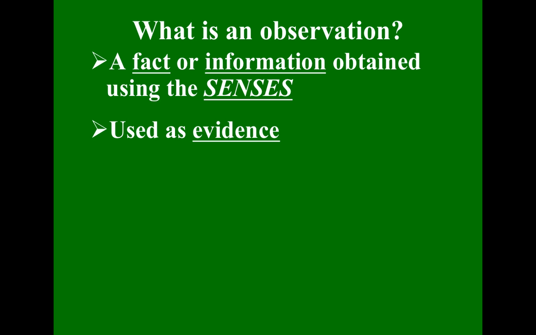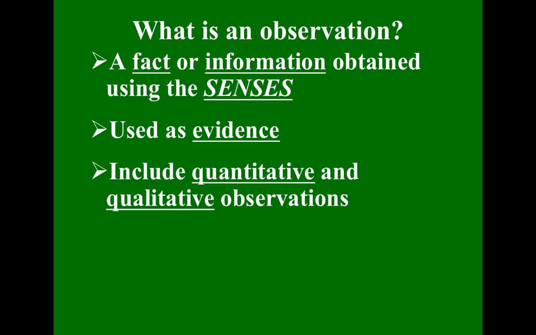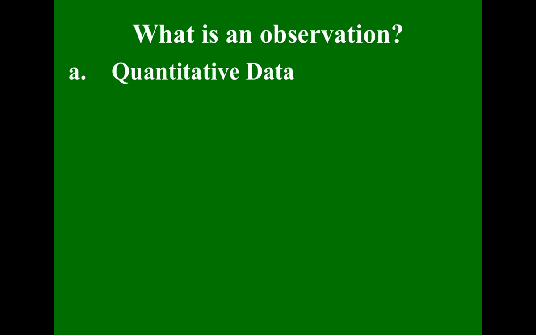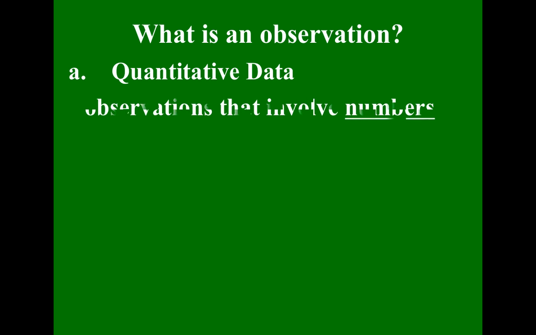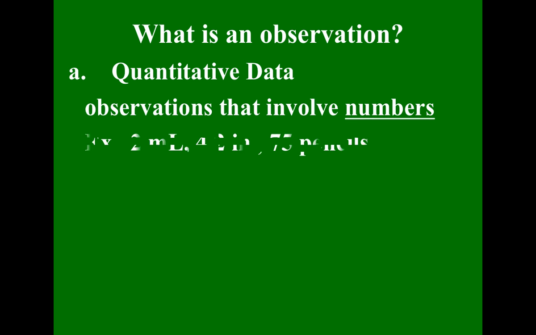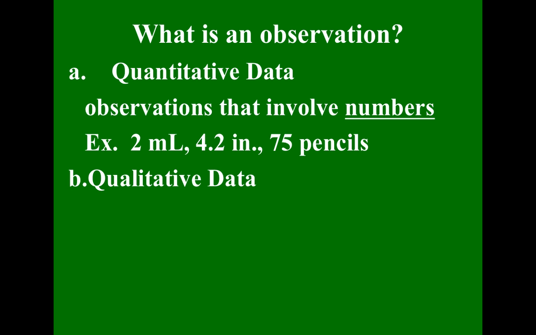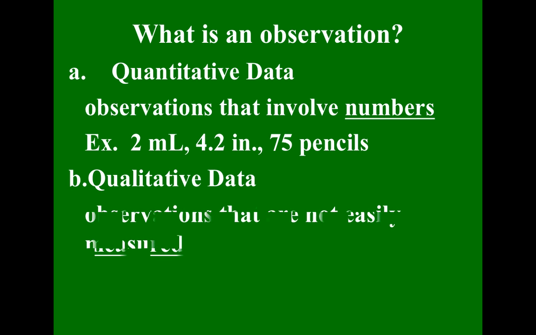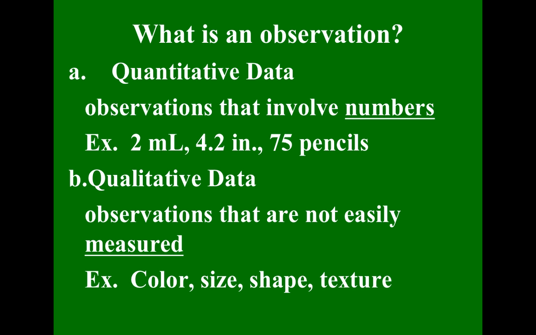It helps us to notice things. It helps us to be the data that we collect. We can have quantitative as well as qualitative observations depending on the type that is needed. When we look at our quantitative data or quantitative observations, these are ones that involve numbers. Things like 2 milliliters, 4.2 inches, and 75 pencils. Qualitative data is a little harder to define because it's anything that we can't measure. And this would be things that are subjective like color, size, shape, and even texture. But both of these play a role in our use of science or our understanding of science.